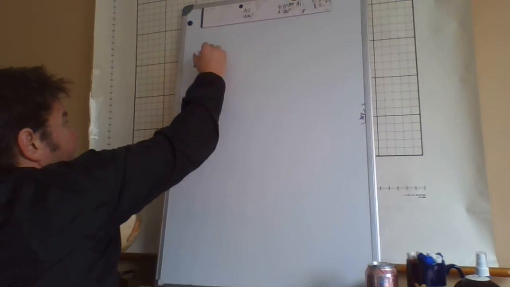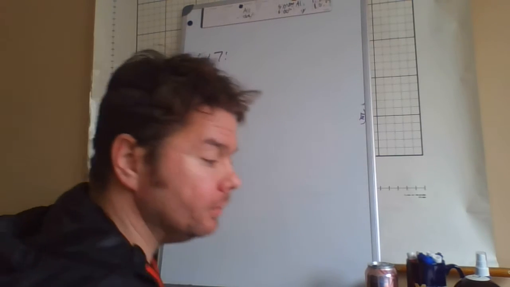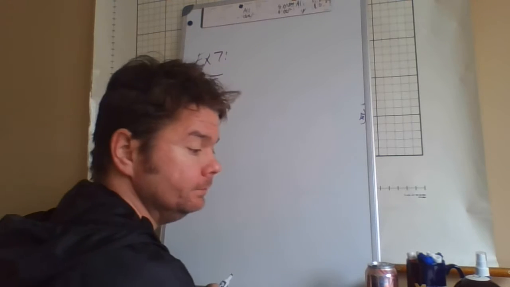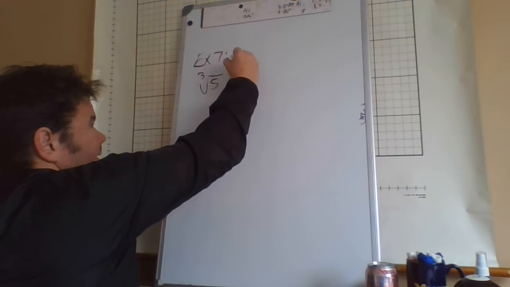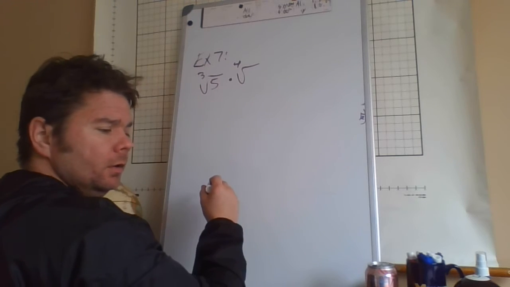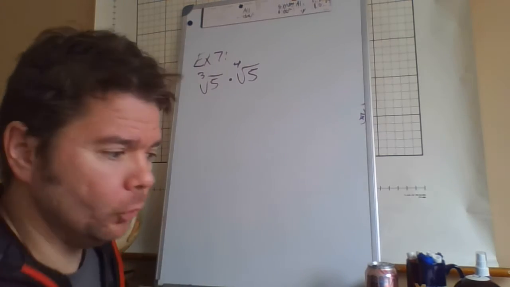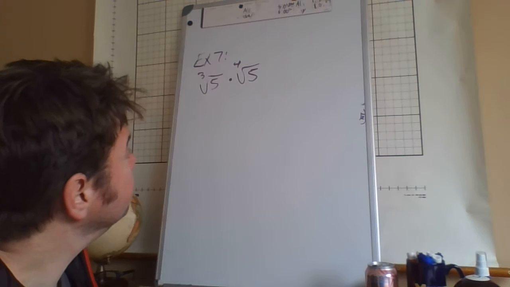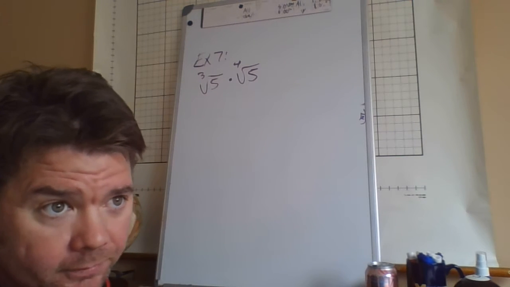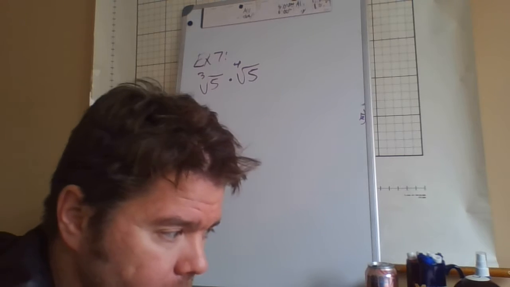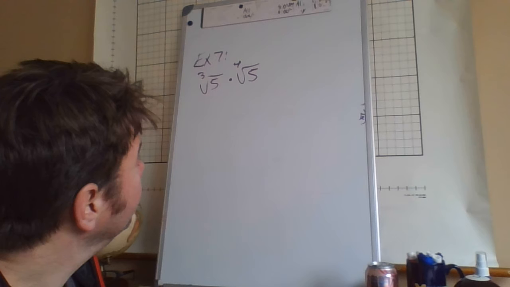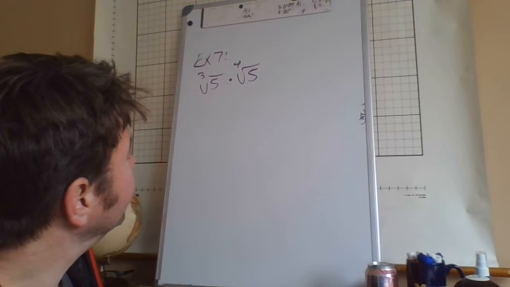Okay, example 7. Simplify the expressions. We've got the third root of 5 times the fourth root of 5. Okay, cool. So these are not like radicals, but we're not being asked to add or subtract, we're being asked to multiply. You do not need like radicals when you're multiplying, okay? So what can I do here?